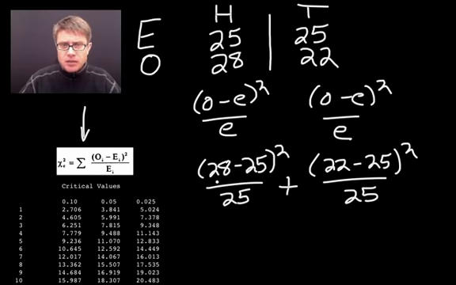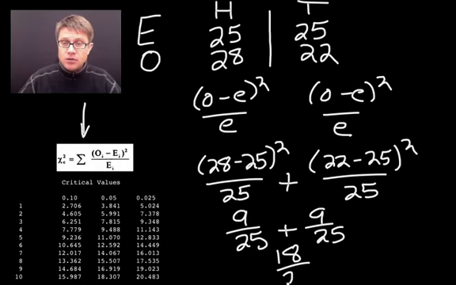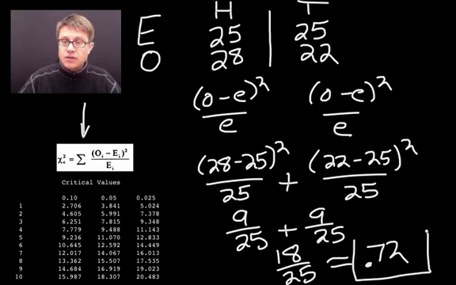So you can do this in your head. 28 minus 25 is 3. Squared is 9 over 25, plus 22 minus 25 is negative 3, squared is 9 over 25. And so our answer is 18 over 25, which equals 0.72. Okay, so that's our chi-squared value for this data that we just collected.